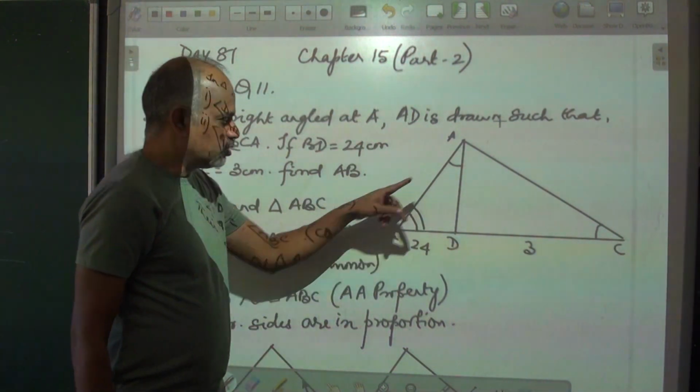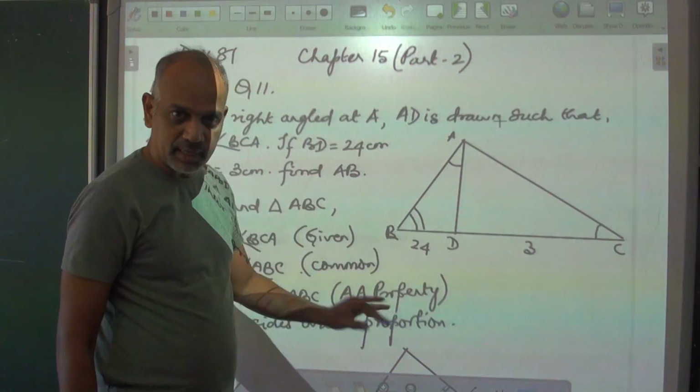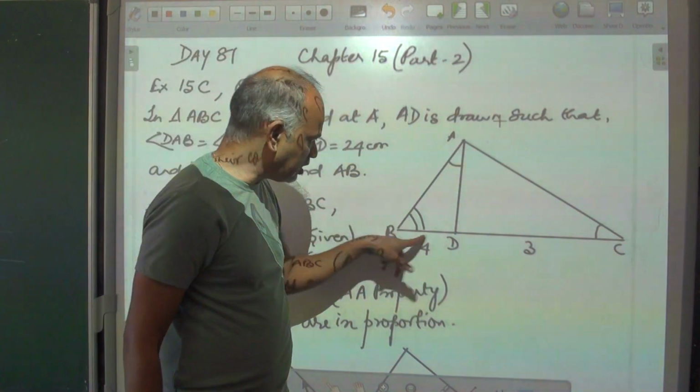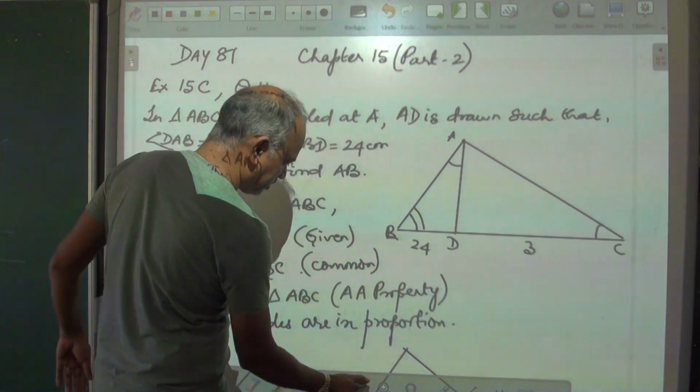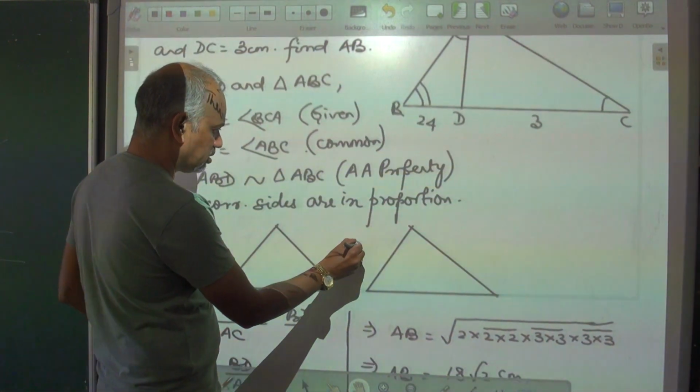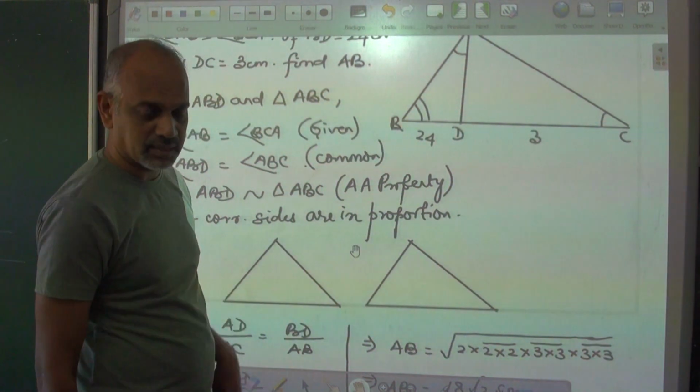Now, draw these two triangles separately. Even though one is small, one is big, it doesn't matter. Just draw two normal triangles. So what I have done is I have drawn two normal triangles.